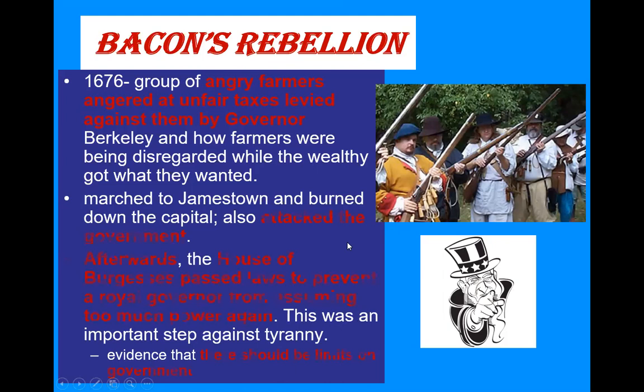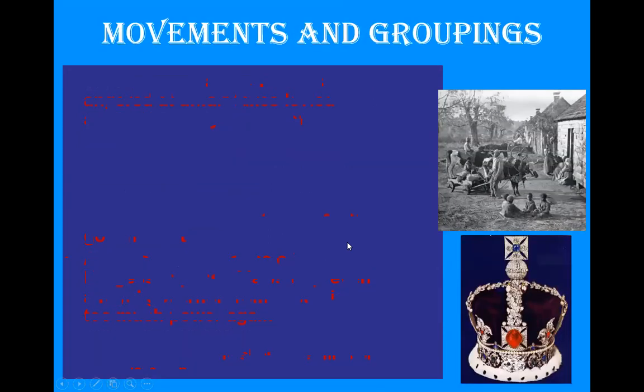We see it now again in 1676 in the colony of Jamestown, or in what eventually became the state of Virginia, the colony of Virginia. So this was an important step against tyranny, and it showed that there has to be limits on government. So if you take anything away from this PowerPoint presentation, it's that the people want a limit to the government's power. So we wanted limited government within our colonies.